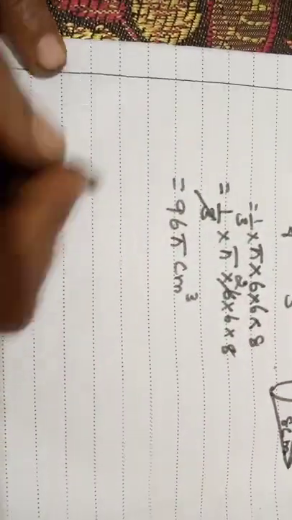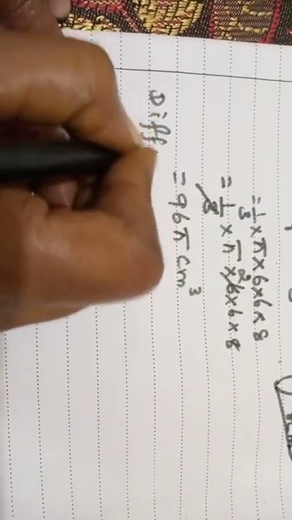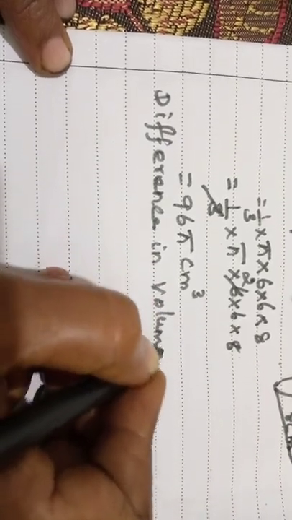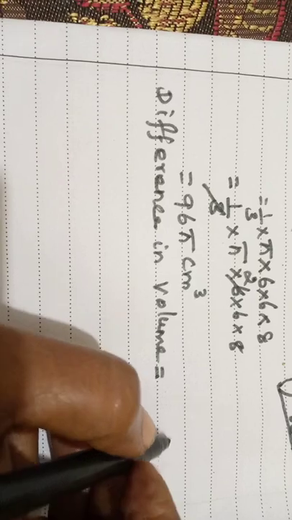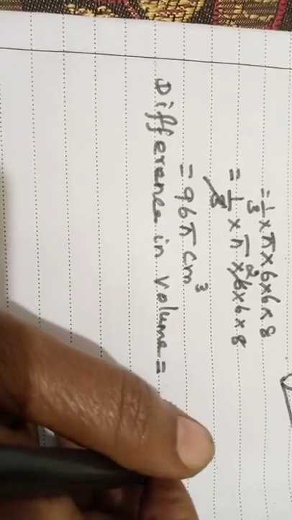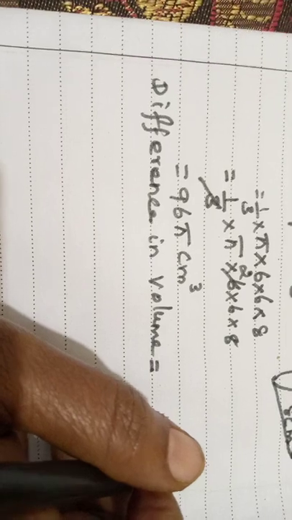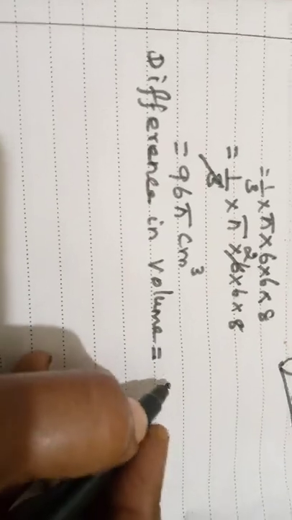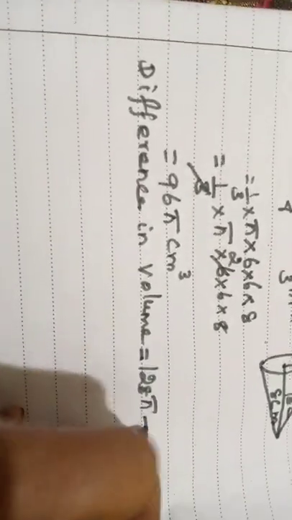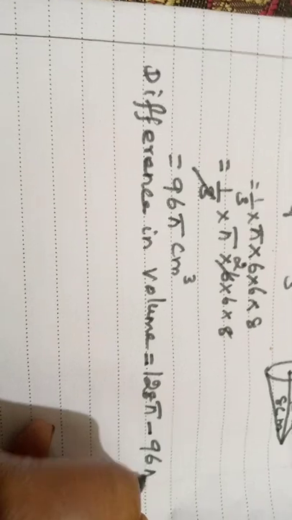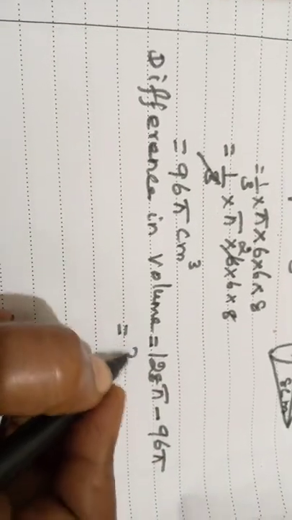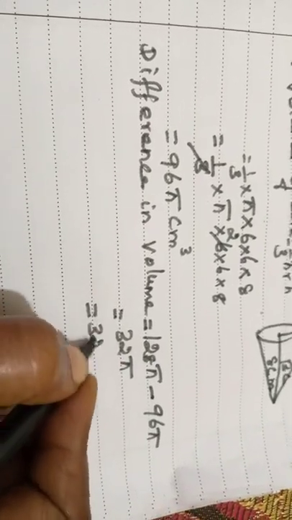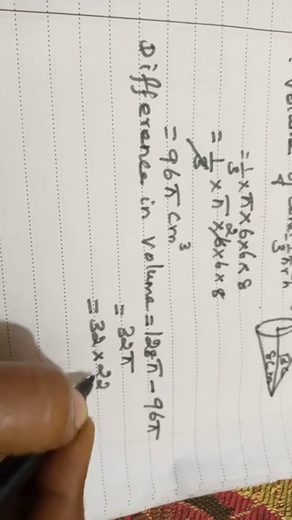Now the difference in their volume we have to find out. In the first case we have 128 pi and in the second case we have the volume 96 pi. Both we have to subtract. So 128 pi minus 96 pi is equal to 32 pi. Now we can use the pi value, which is 22 by 7.